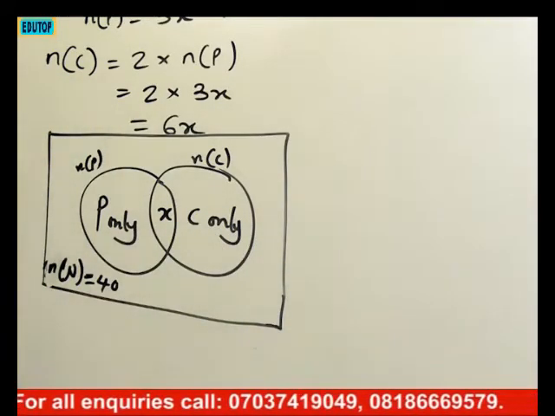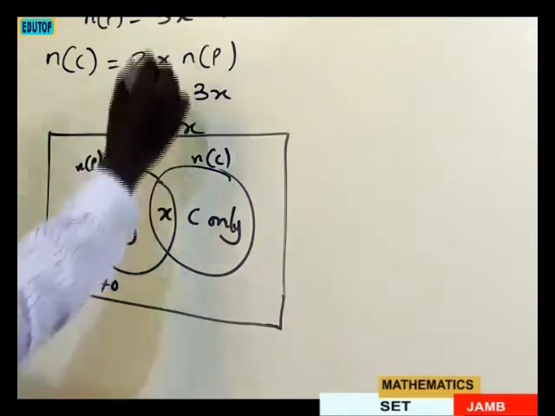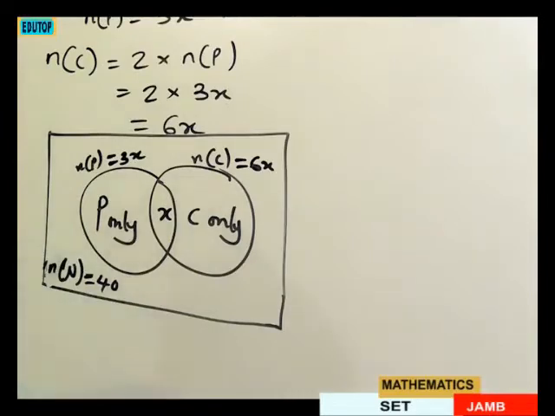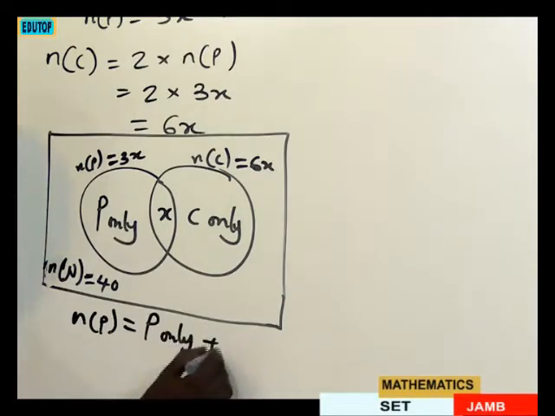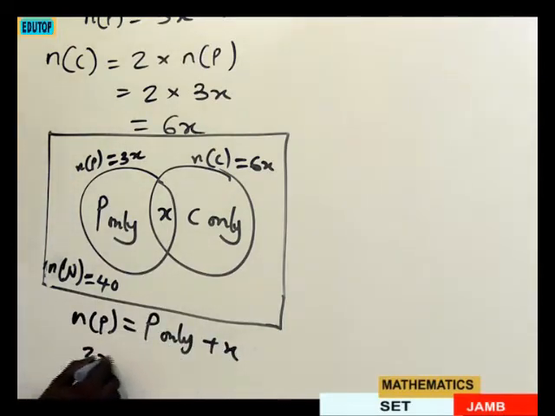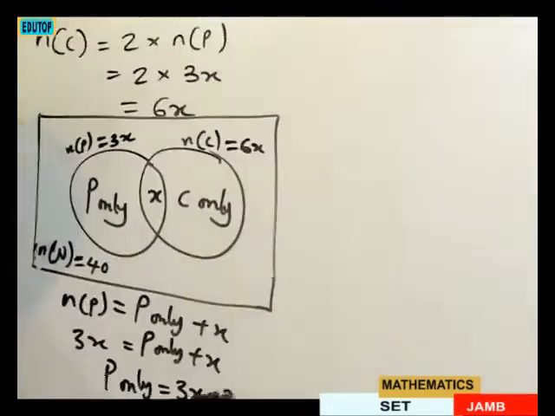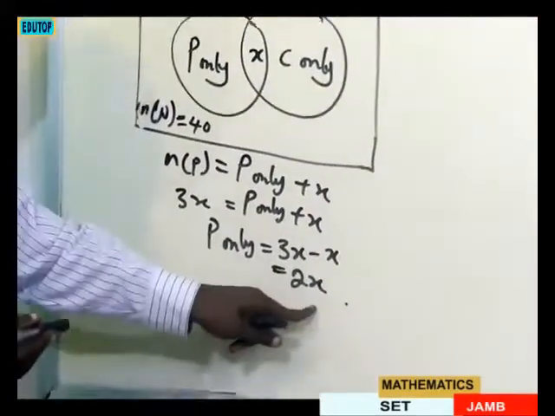Now, the number that offer physics is 3x. The number that offer chemistry is 6x. The question asks you to find the number of students that offer physics only, that is this region. Now, we know that the number of physics is equal to physics only plus both. The number of physics is 3x, which equals P only plus x. So P only will be 3x minus x, and that is 2x. So the number that offer physics only is 2x.